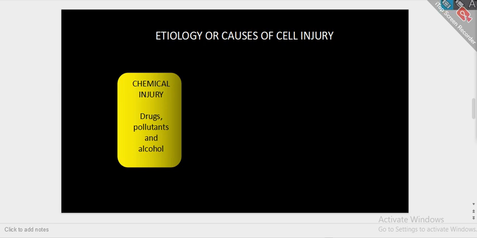Next is chemical injury, which is also an important etiology of cell injury. Nowadays, many youth are taking drugs, which cause the cell not to perform its functions well, and pollutants. And the last one is alcohol, that is, alcohol abuse.